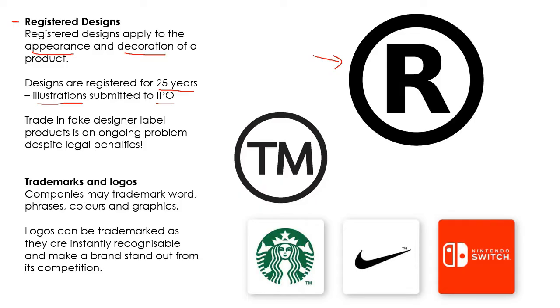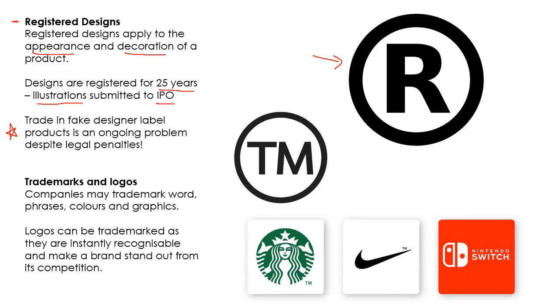So one big issue that still happens all over the world is there's a massive trade in fake design label products. So you might go abroad somewhere and pick yourself up a Chanel bag, which is clearly a fake, and that is an infringement on a registered design. And people can get penalised, but it's obviously very tricky to track that, so it's a bit of an issue. But that's what registered designs are. You have them for 25 years, and it covers the appearance and decoration of a product.